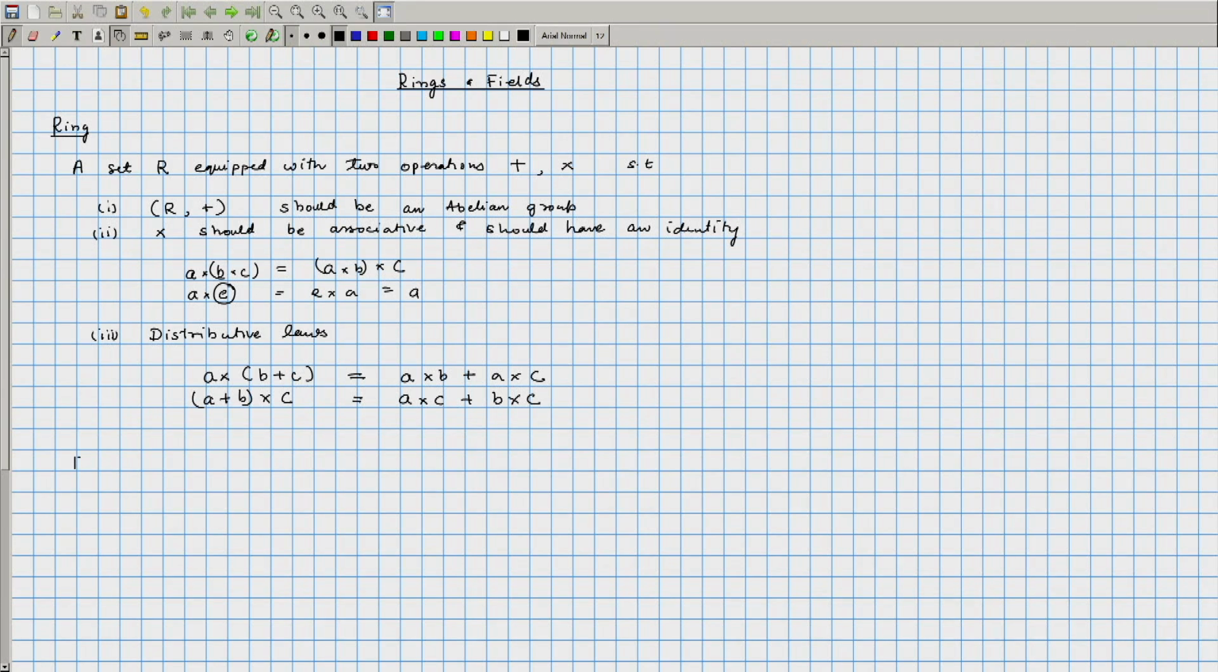If you just take the set of real numbers with the usual addition and the usual multiplication, then clearly under addition real numbers form an abelian group, and the multiplication has the distributive properties and it is associative, and one can serve as the identity. So, this is a ring.